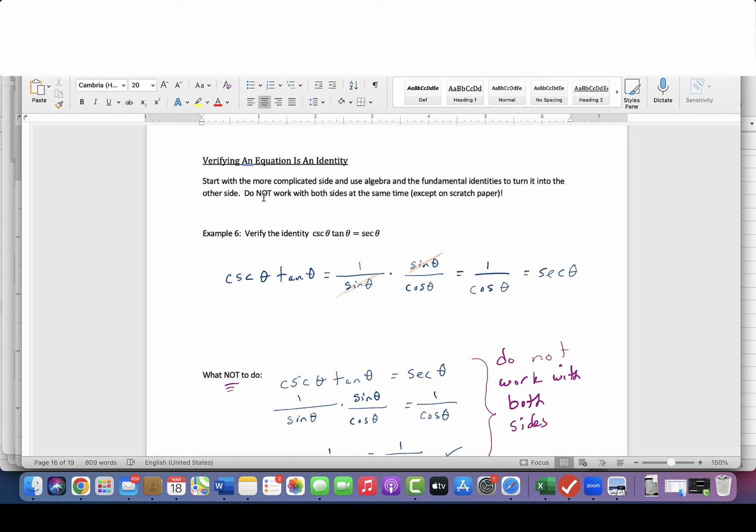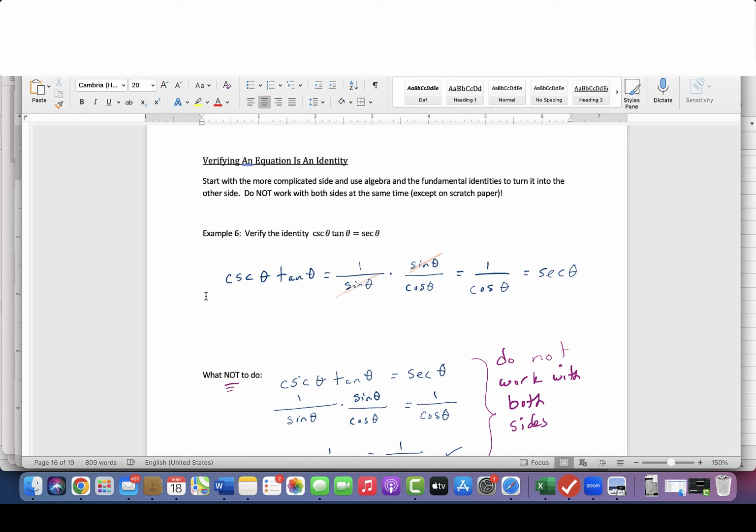And there's some important information here. Let's just read it together. Start with the more complicated side and use algebra and the fundamental identities to turn it into the other side. Do not work with both sides at the same time. Although, if you want to go off on scratch paper and do that, I do that too. But the actual proof you submit needs to show you starting with one side and working towards the other side.